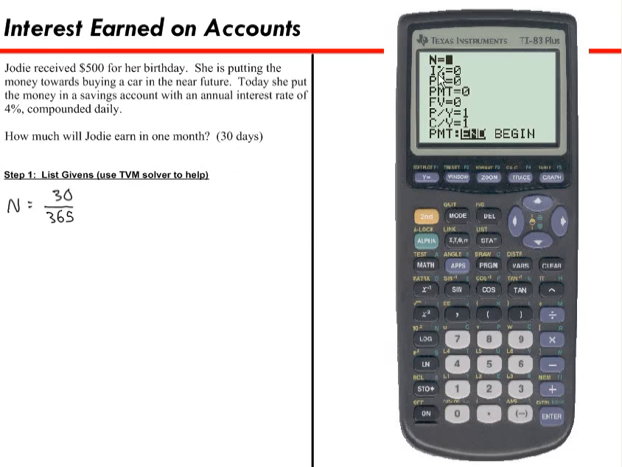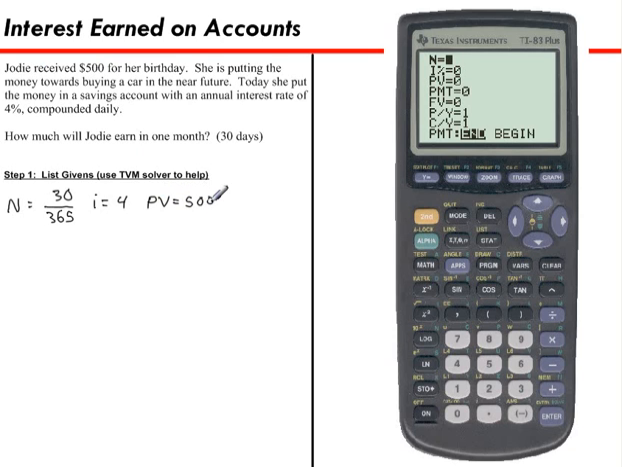The next variable is I, expressed as a percent. That one's not too much fuss. It's just the interest rate that's been given in the question. I see it right there. It's 4%. Next is PV, or present value, and it's the amount of money that we start out with when we're investing. Well, she got $500 for her birthday, and she put that into the bank account, so that's our present value.